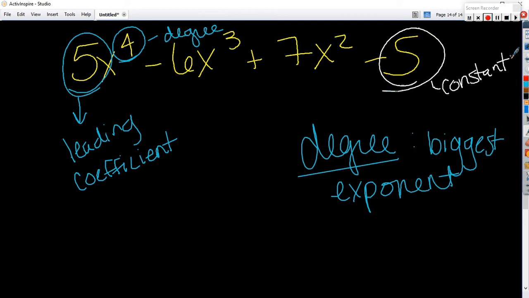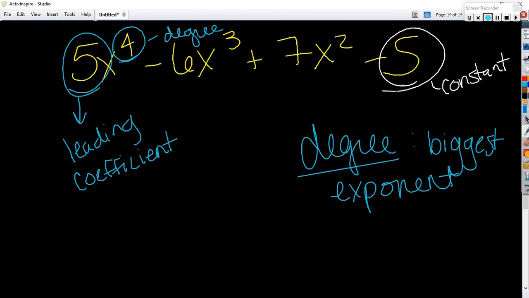All right, so what we do is we're going to classify these polynomials by their degree.